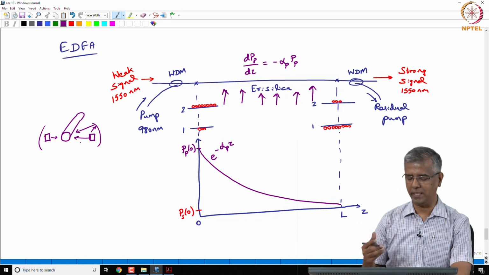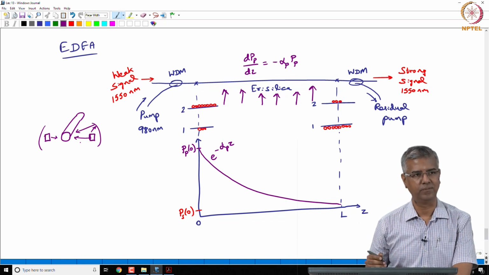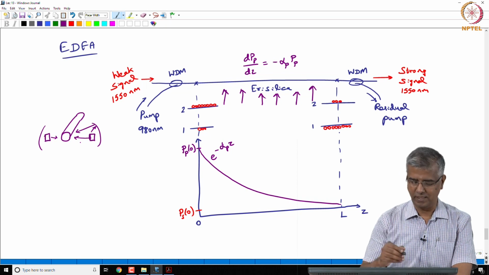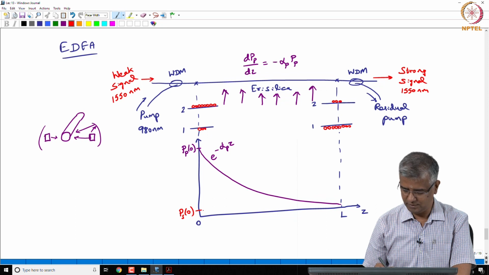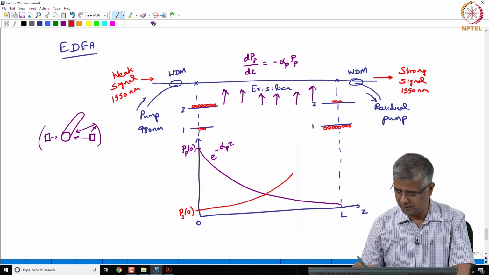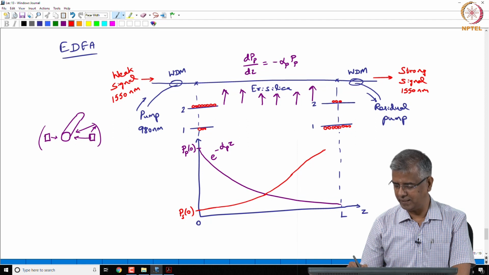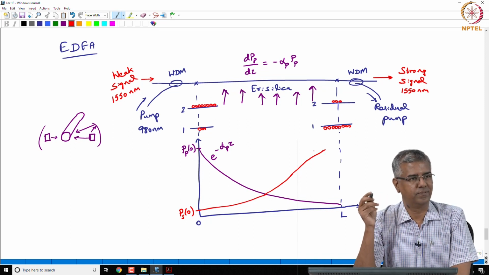Now let us go back and see what happens to the signal. What do you think is going to happen to the signal? Signal is going to increase, right, and it is going to probably go through an exponential increase to the point that you have fairly good inversion.